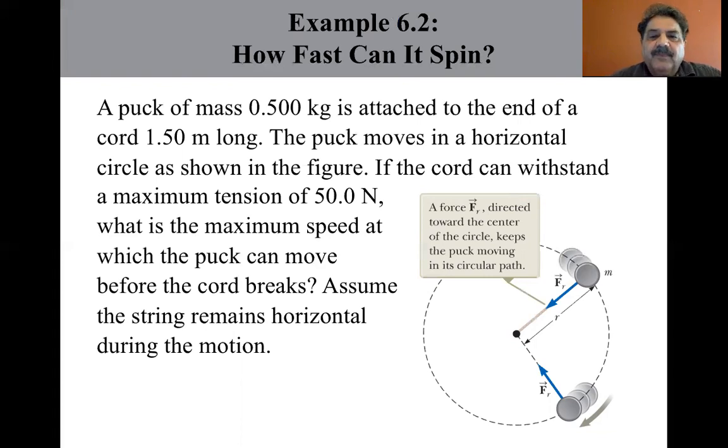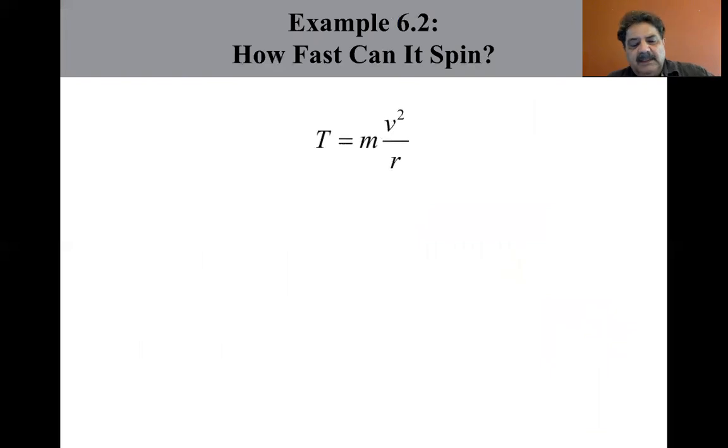Okay, let's incorporate the tension and the centripetal acceleration into Newton's second law. The tension is equal to mass times the centripetal acceleration, being v squared over r. So the tension is equal to m times v squared over r. Now let's solve for v. So we multiply both sides by r and divide by m. We'll get v squared equals Tr over m. And so that gives us v equals the square root of Tr over m.